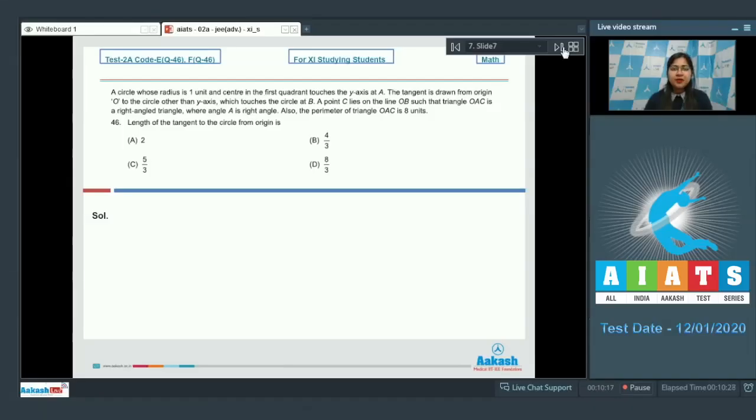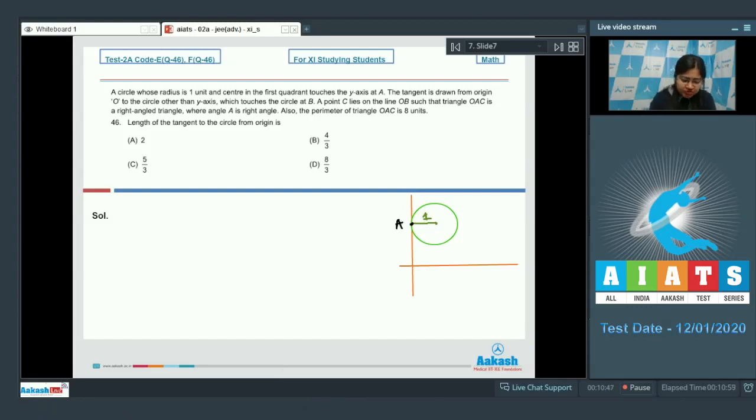Next is paragraph type questions. So let's solve it. A circle whose radius is 1 unit and center in the first quadrant touches the y-axis at A. Let's draw the diagram. A circle whose radius is 1 unit and center in the first quadrant touches the y-axis at A.